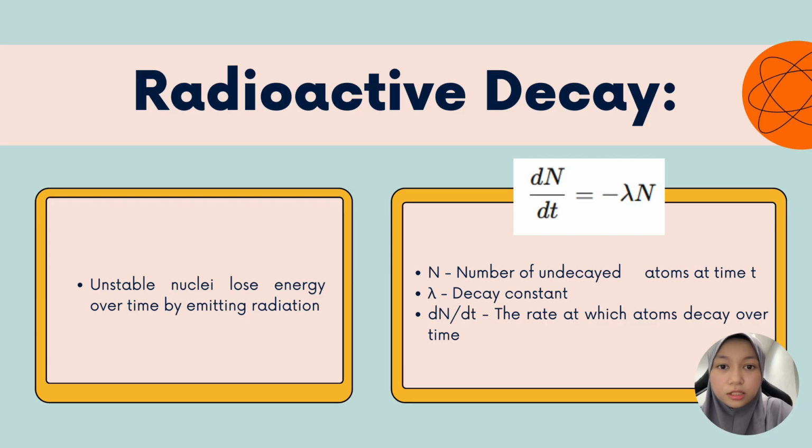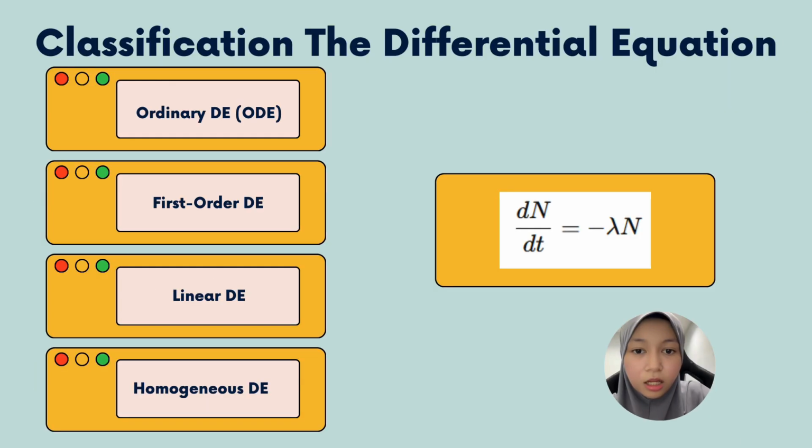So this gives us the differential equation of radioactive decay, which is dN/dt equal to negative lambda multiplied by N. N here is the number of undecayed atoms at time t. Lambda is the decay constant, and dN/dt is the rate at which the atoms decay over time.